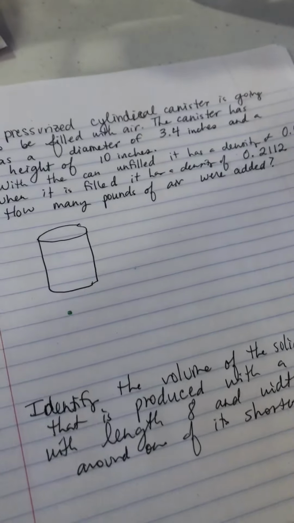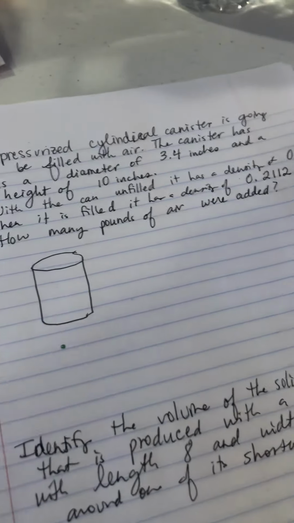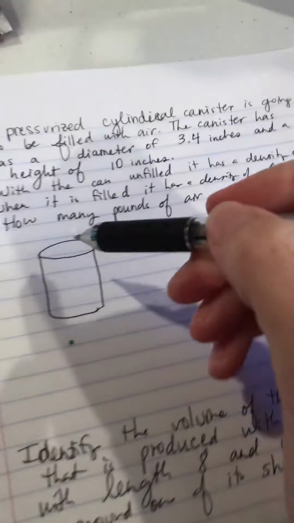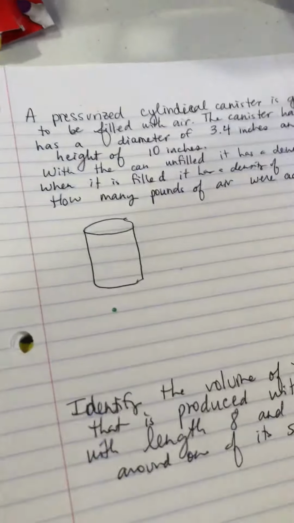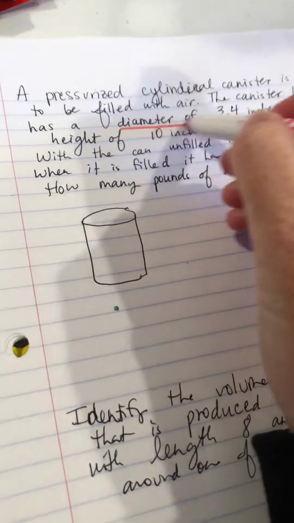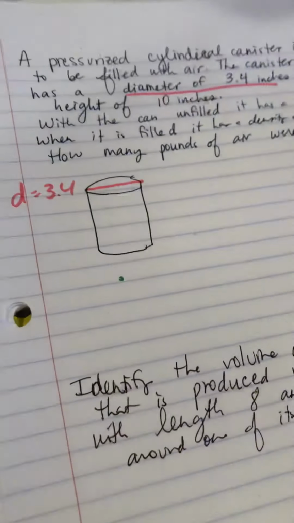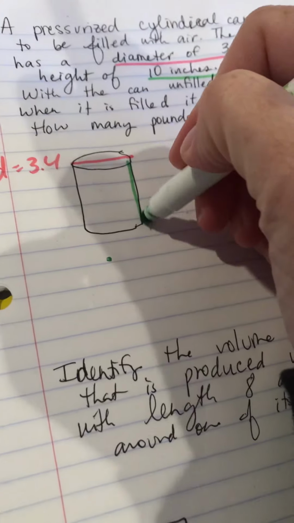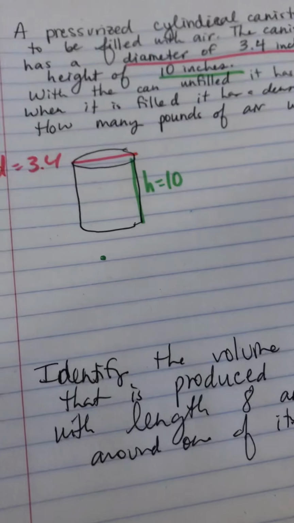I have a few questions that were asked on the last test, so I'm going to go ahead and work through those. It says a pressurized cylinder canister is going to be filled with air. So we have a cylinder and we're going to fill it with air. But here's a key point. It says that the diameter is 3.4. We know that diameter is all the way across. The diameter is 3.4, and then it says that it has a height of 10. Now I changed these numbers, obviously, but I want to hopefully work through this.